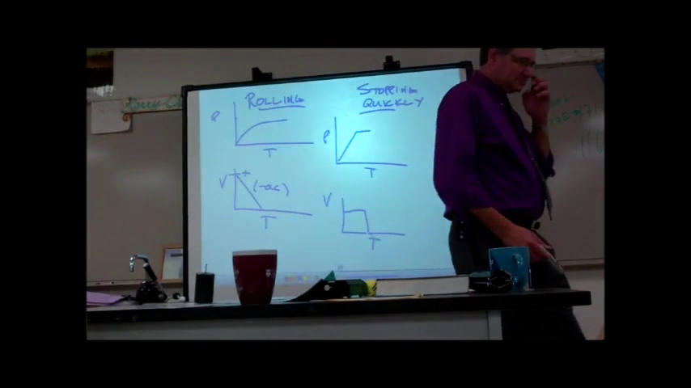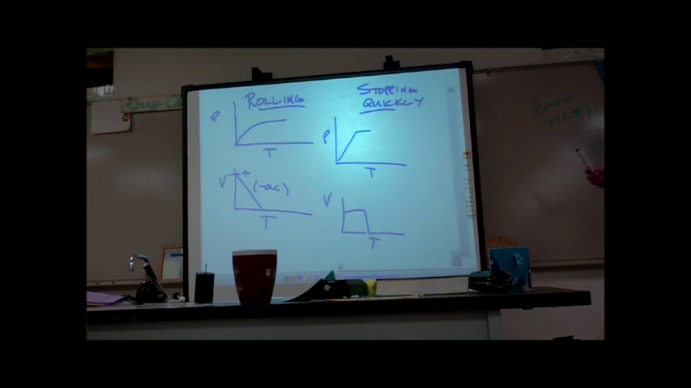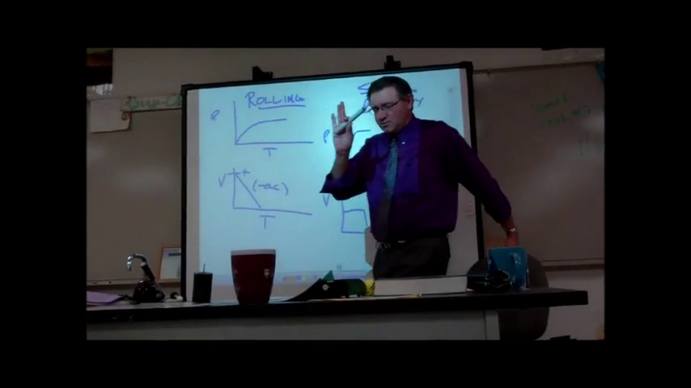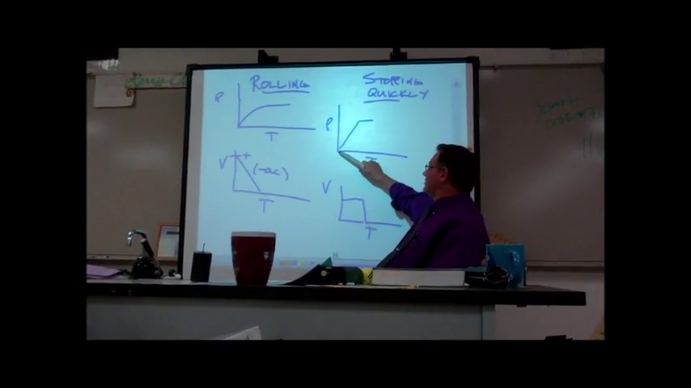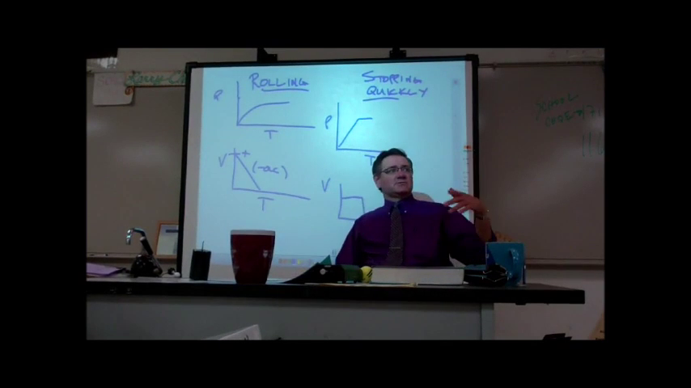Okay. Now, these are right for the most part, we're going to tweak it a little bit. So, Paige, you drew a straight sloping line, which would indicate what?